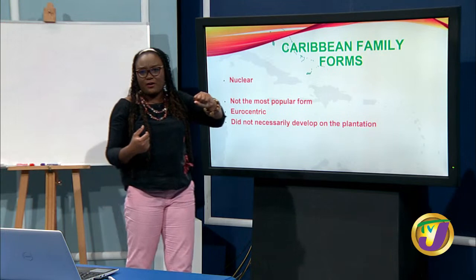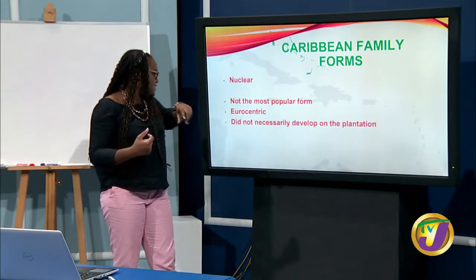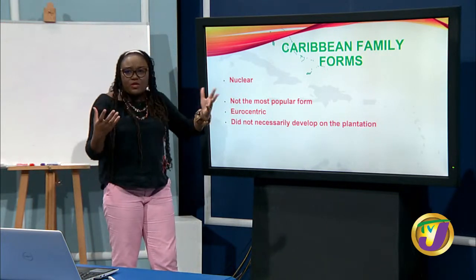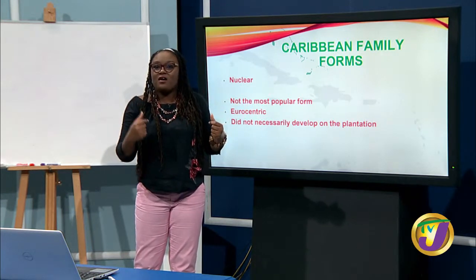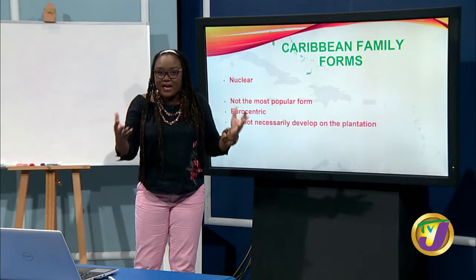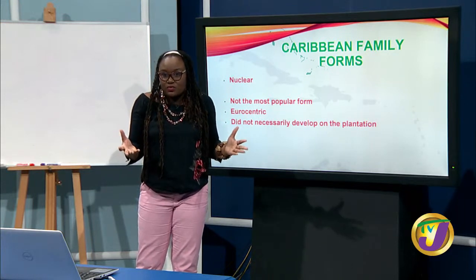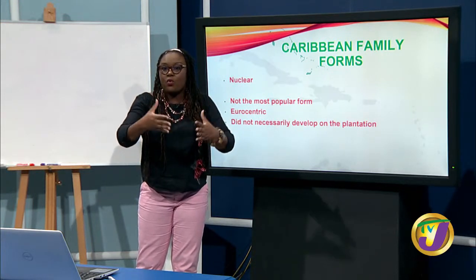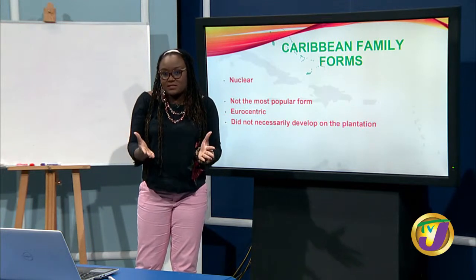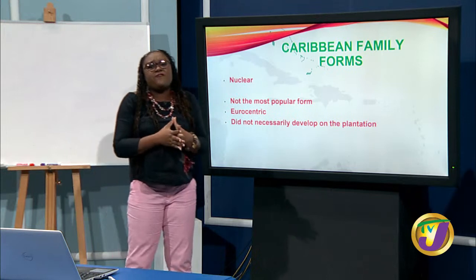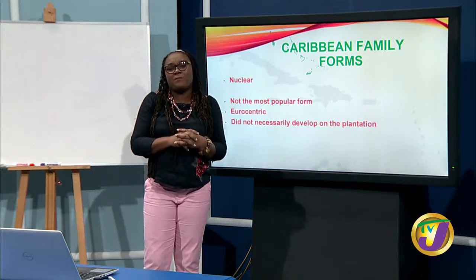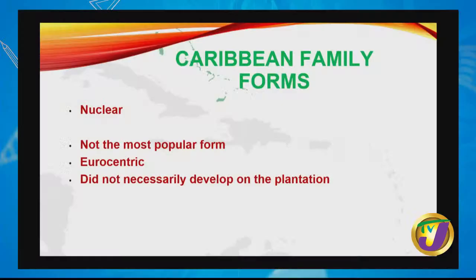Let's look at the nuclear family now, in particular. We know the nuclear family. It is the kind of family where you have a mother and a father and a child or children, and they constitute the family. They alone live in the space that is called the home. All right? Now, this form is not necessarily the most popular, though it is widely considered to be the better form.